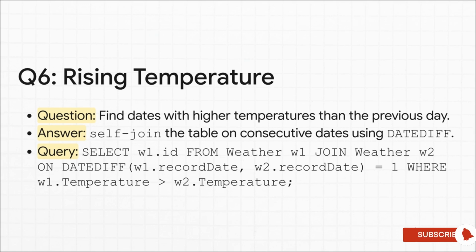How would you write a query to find all the dates where the temperature was hotter than it was the day before? This is such a cool problem, and it's another chance for the self-join to shine, but this time with the date twist. So you join the weather table to itself. The crucial part is the ON condition. You need to connect each day's row with the row for the previous day. A function like DATEDIFF is perfect for this. You can specify DATEDIFF of w1.recordDate, w2.recordDate equals 1. Once you've paired up all the consecutive days like that, the WHERE clause is super simple. You just check if today's temperature is higher than yesterday's.